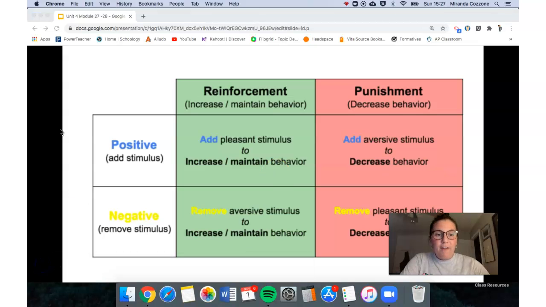So here's a chart that I find particularly helpful to describe positive and negative reinforcement and punishment. Remember, when you hear positive, don't think good. When you hear negative, don't think bad. Positive is an addition of a stimulus. Negative is the removal of a stimulus. Reinforcement is something that you do to increase behavior, whereas punishment is something that you do to decrease behavior. Check this out. I even recommend copying it down in your notes.